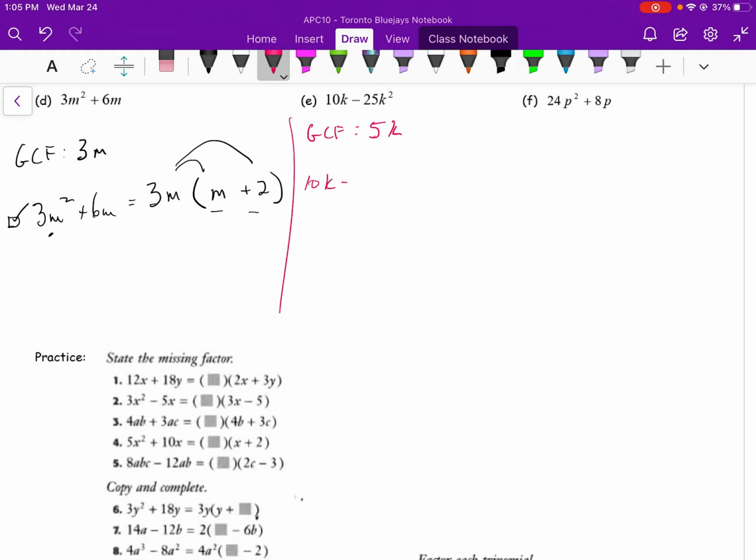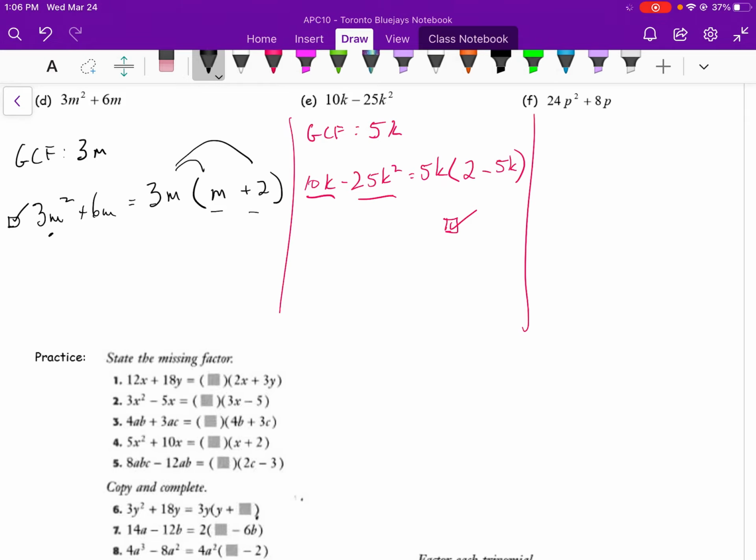So I can write 10k minus 25k squared is equal to 5k times, well, 5k times what gives me 10k? 2. 5k times what gives me negative 25k squared? Minus 5k. Check.